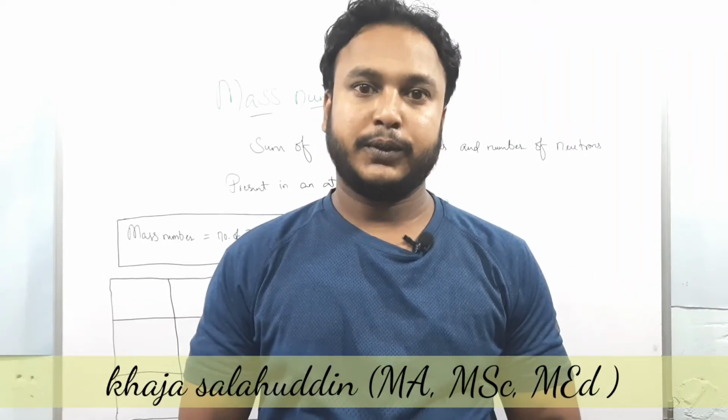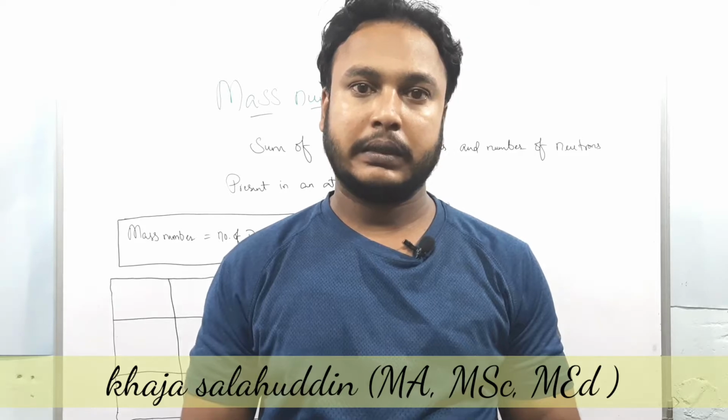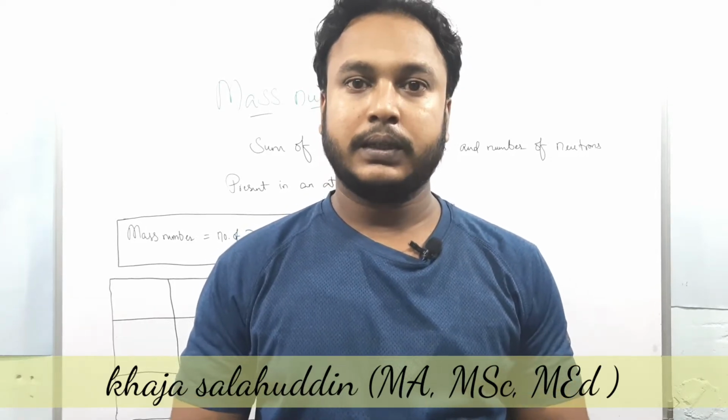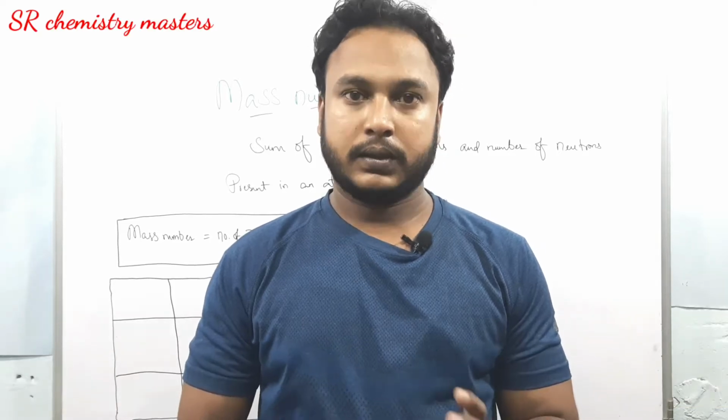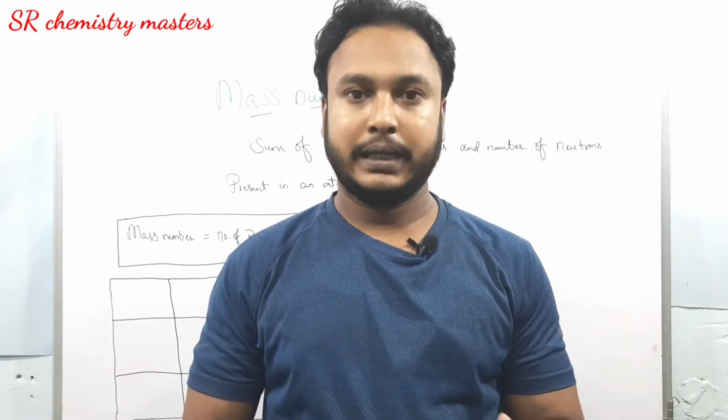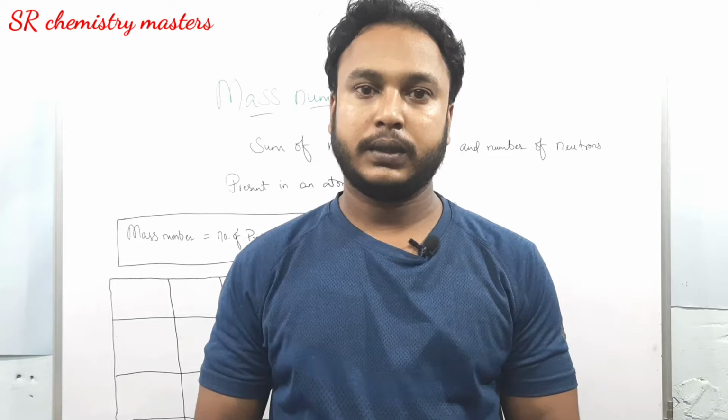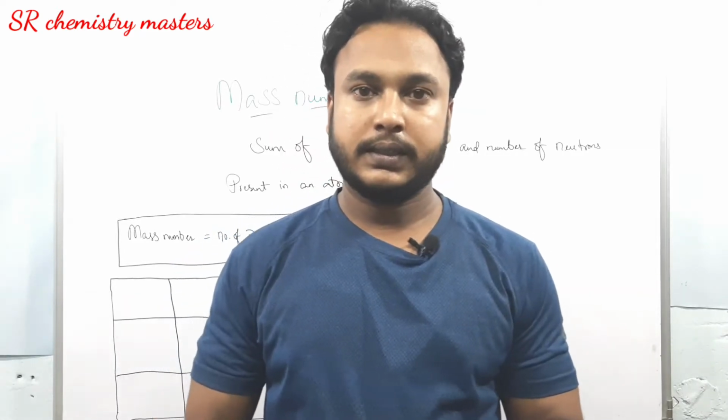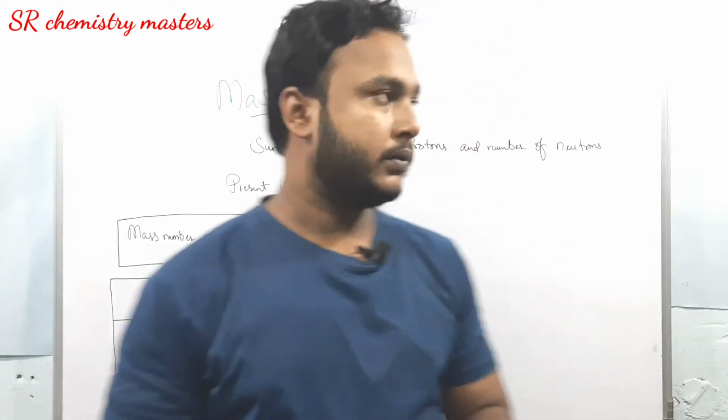In this video, we are going to see about the mass number. We have completed the atom and atomic number in the previous videos. Now we are going to see what is mass number. Remember, mass number is denoted by A, whereas atomic number is denoted by Z. Now let us see what is mass number.